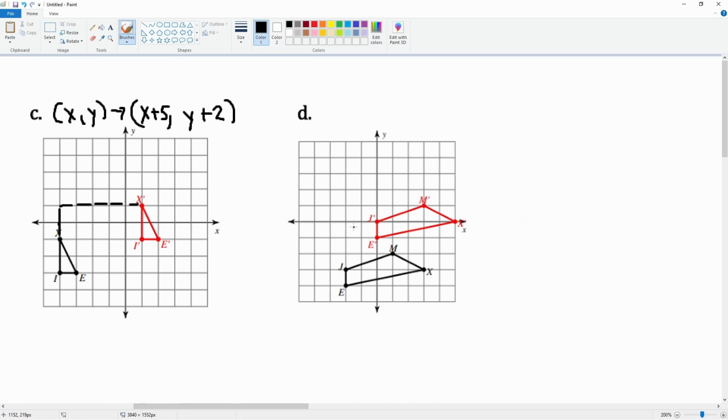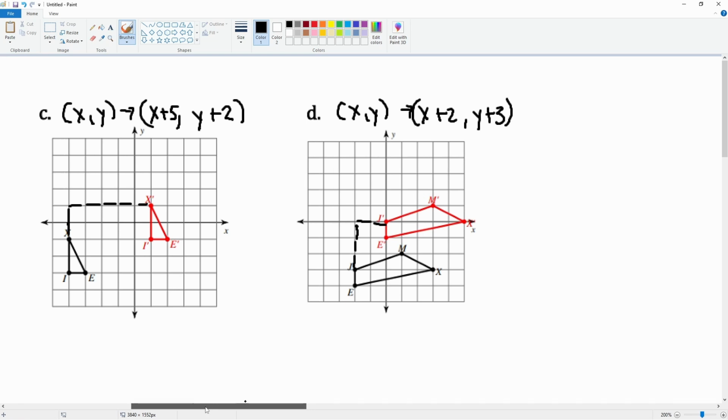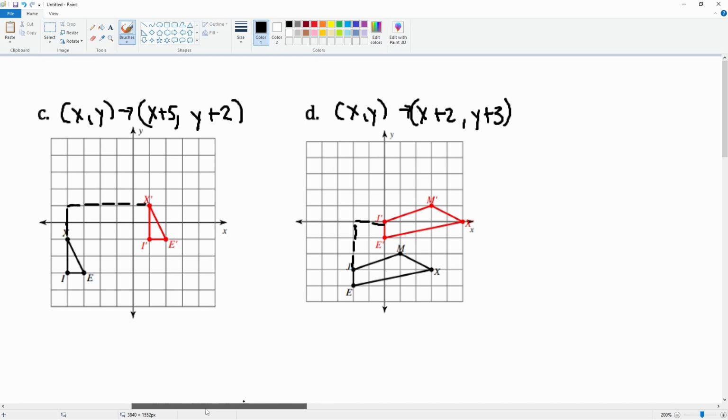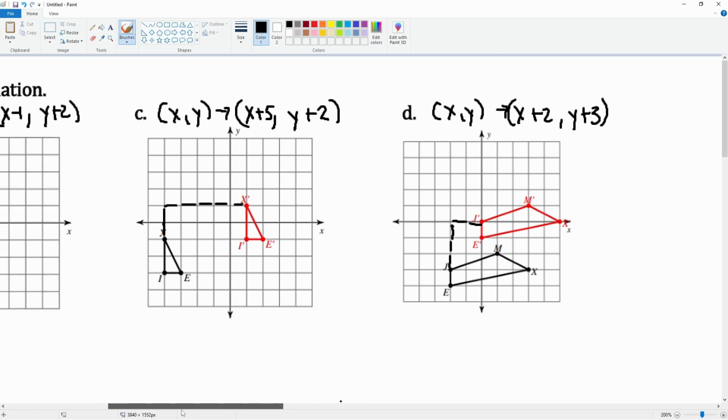Next, let's go from J to J prime. 1, 2, 3, up 3. So Y is going to be add 3. And 2 to the right, X plus 2. Those are the rules. So whatever goes left and right affects the X axis. And whatever goes up and down affects the Y axis.